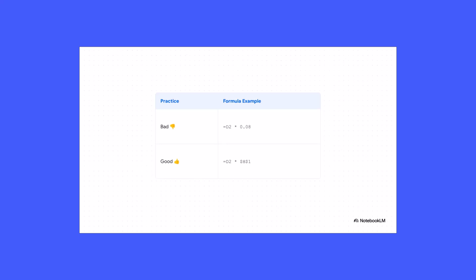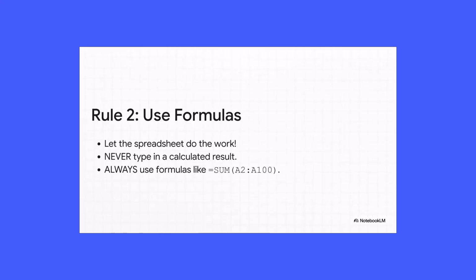The good way? You put that 0.08 in its own cell, maybe H1, and you label it sales tax. Now, all your formulas point to H1. The rate changes, you change it in one spot, done. Everything updates, it's just so much cleaner. Okay, rule number 2, and this might be the golden rule.